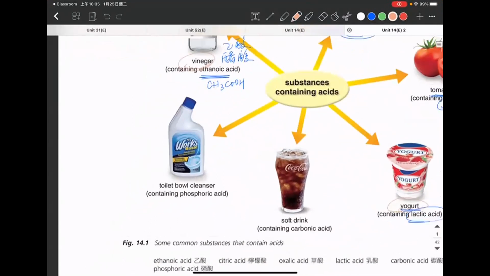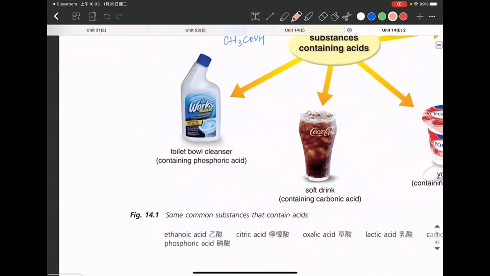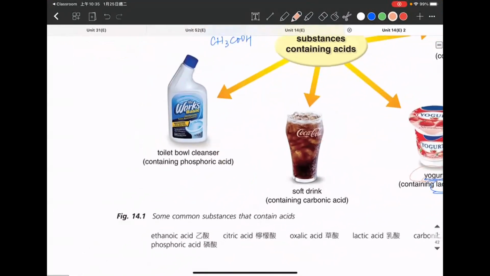And how about these two? Now, these two are not organic acids. They are something inorganic. The first one that you may have heard of very often is carbonic acid, found in soft drinks. Carbonic acid, H2CO3. So indeed, it is not an organic acid.